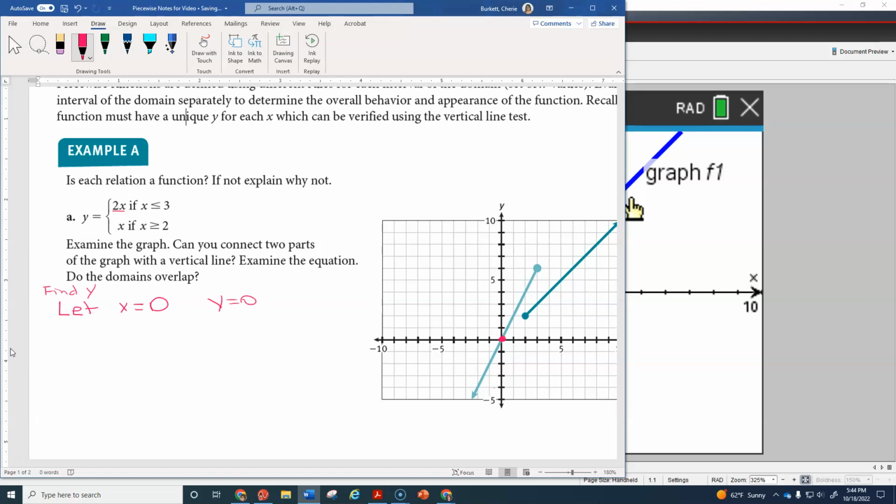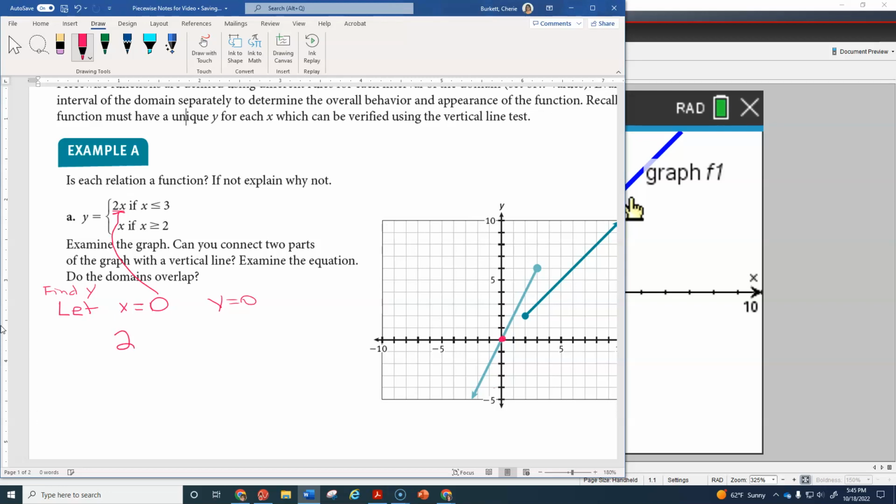If you want to do it algebraically, then you would have to go up here and say, okay, which one of these branches does the 0 fall in? In other words, is this 0 right here a number that's less than 3, or is it a number that's greater than 2? Well, 0 is a number that's less than 3. So when I plug that 0 in, I'm going to plug it into this equation right here because 0 is a number that's less than 3.